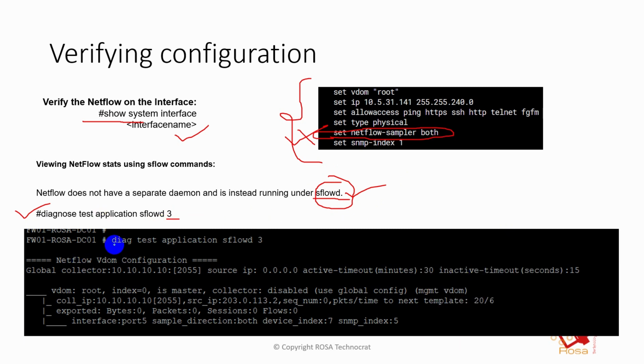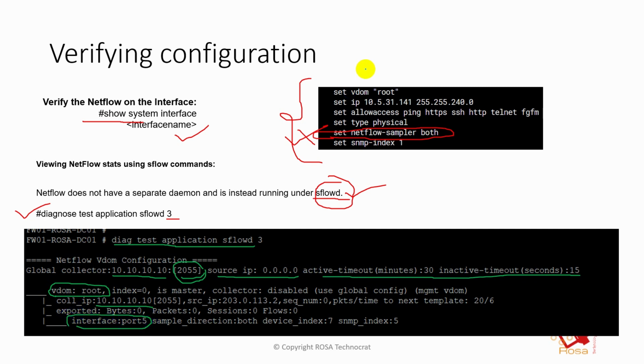In this case, diag test application sflowd 3 shows what the collector IP address is, and the port the collector listens on, or that you have configured. If you have given any source IP address, like the collector source IP which we were discussing earlier, it shows that, and the active timeout and inactive timeout of the flows. And as you can see, we had configured it on the VDOM root, which is the default. This is the IP address configured, and currently it is configured on interface port 5. So whatever interfaces are configured for Netflow, you will be able to see here.